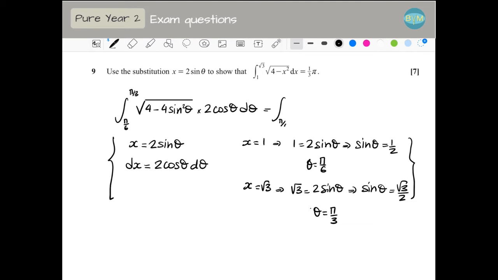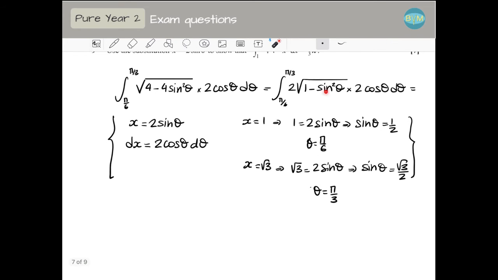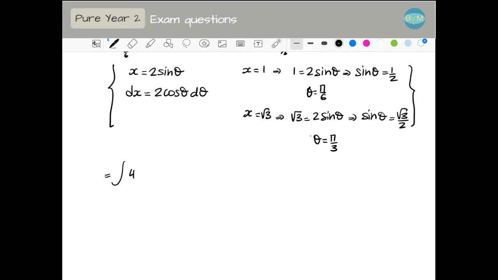So this is the integral between pi over 6 and pi over 3. I can write the 2 outside, and then I have root of 1 minus sine squared theta times 2 cos theta d theta. 1 minus sine squared is cos squared, and the square root of cos squared is cos. So what I have is 2 cos times 2 cos. So I have the integral of 4 cos squared theta d theta between pi over 6 and pi over 3.